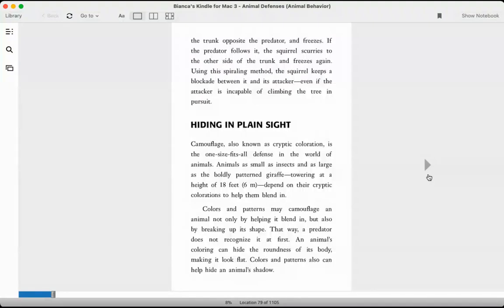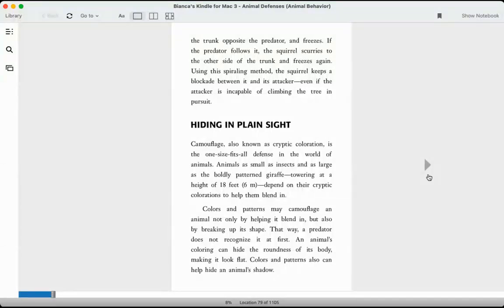Next part. Next branch of your mental map. Hiding in plain sight. Camouflage, also known as cryptic coloration, is the one-size-fits-all defense in the world of animals. Animals as small as insects and as large as a boldly patterned giraffe towering at a height of 18 feet depend on their cryptic colorations to help them blend in.